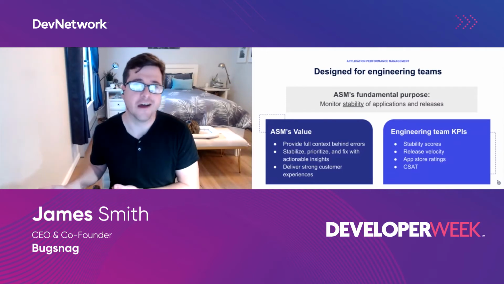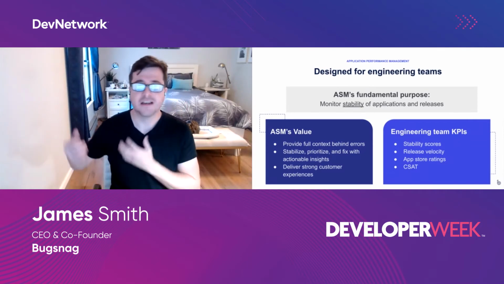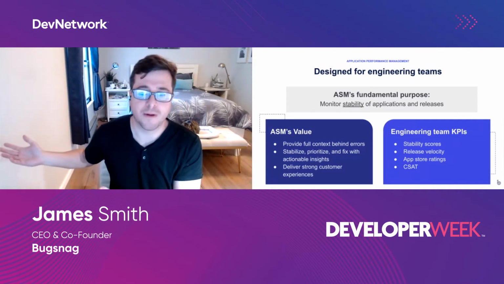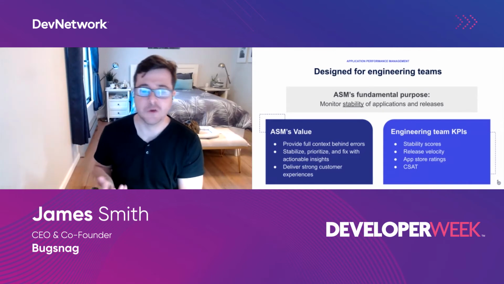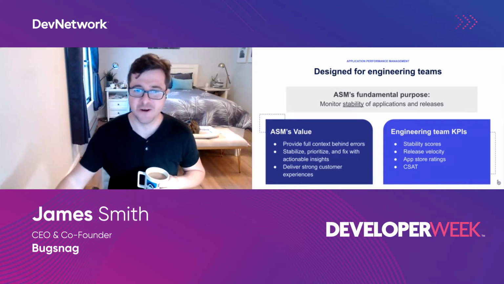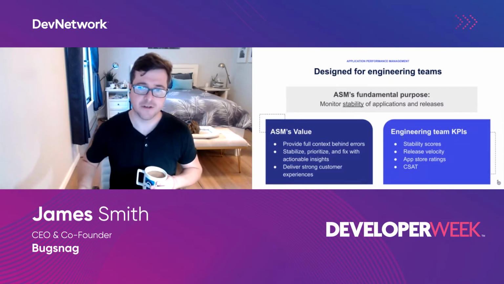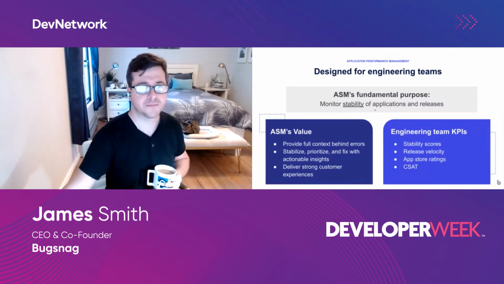So you can kind of see how this supports typical engineering team KPIs, release velocity. Maybe your product team cares more about app store ratings. Maybe your CEO is annoyed because your new app that you just built has a 1-star rating on the app store. Maybe you care about error rates. I talk about stability scores here, which are a Bugsnag metric, but maybe you care about error rates, and that's something you focus on as a KPI.